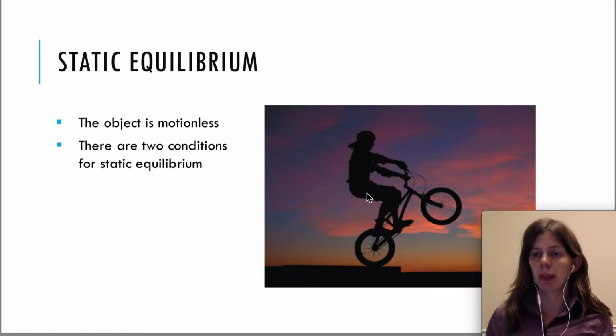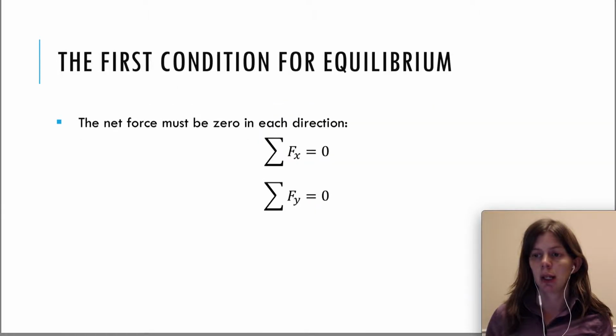In order to be in static equilibrium, there are two conditions that must be met. The first condition is that the net force must be zero in each direction. So the sum of the forces in the x direction must be zero, and the sum of the forces in the y direction must be zero. These are the same conditions that we saw in chapter 4 when we were doing Newton's second law problems, and there was no acceleration. So this is necessary in order for the object to be at rest.